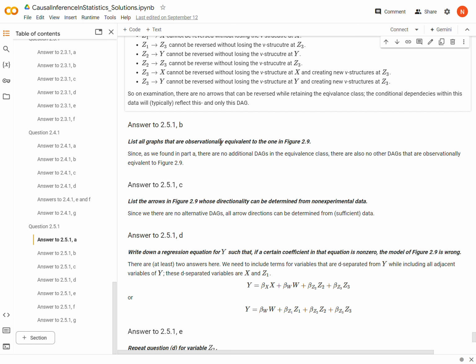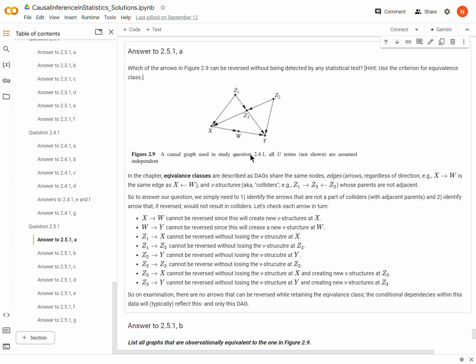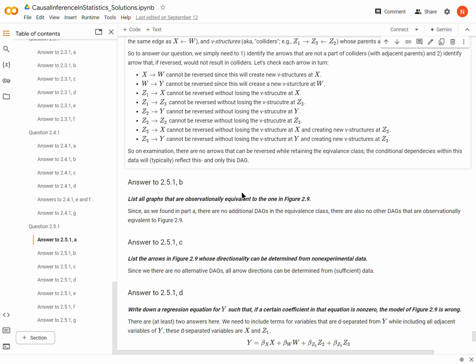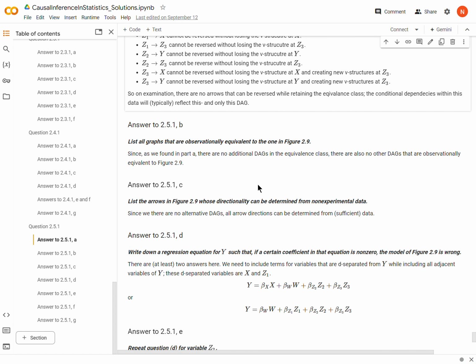List all graphs that are observationally equivalent to the one in figure 2.9, the one we've been dealing with here. But this is really almost just a restatement of the previous answer. We found that there are no other DAGs except for the one pictured that are in the equivalence class. And so there are no observationally equivalent DAGs for the one that we have here.